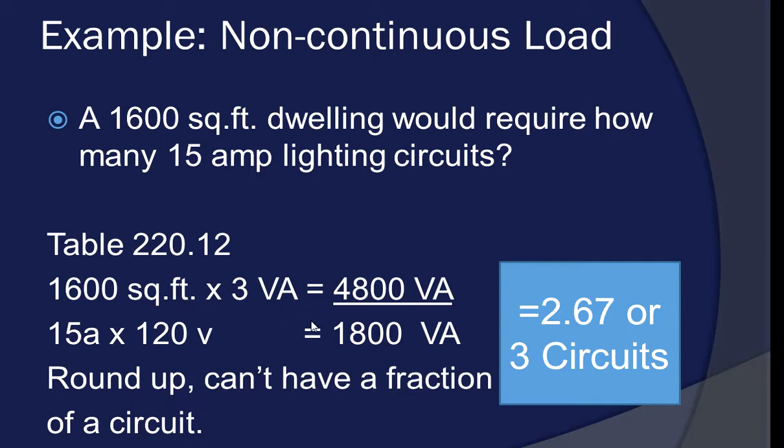Now we want to determine how many circuits, so for our circuit capacity in a non-continuous load, we take 15 amps, multiply it by 120, and we get 1,800 watts. And we just divide the lighting load by our circuit capacity. We get 2.67. Of course, you can't have a fraction of a circuit, so you just round up to 3 circuits. So you'd have 3 15 amp circuits for a dwelling of this size.